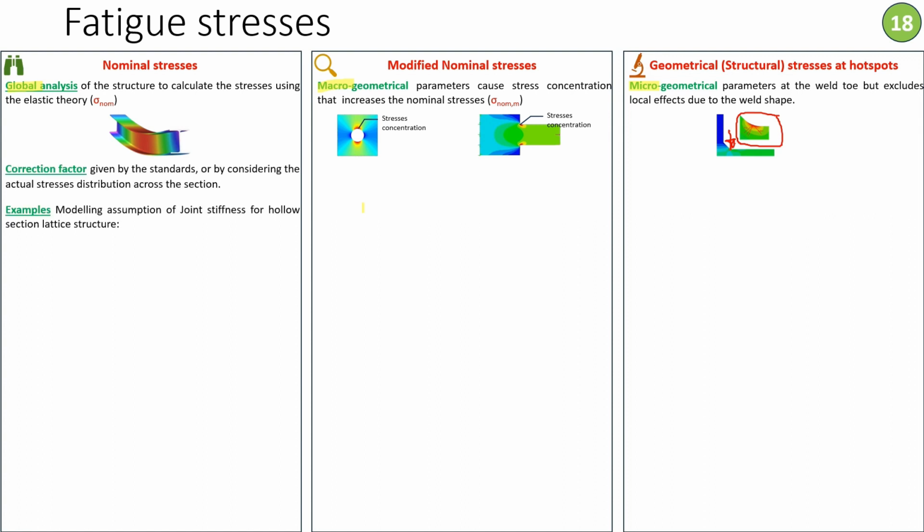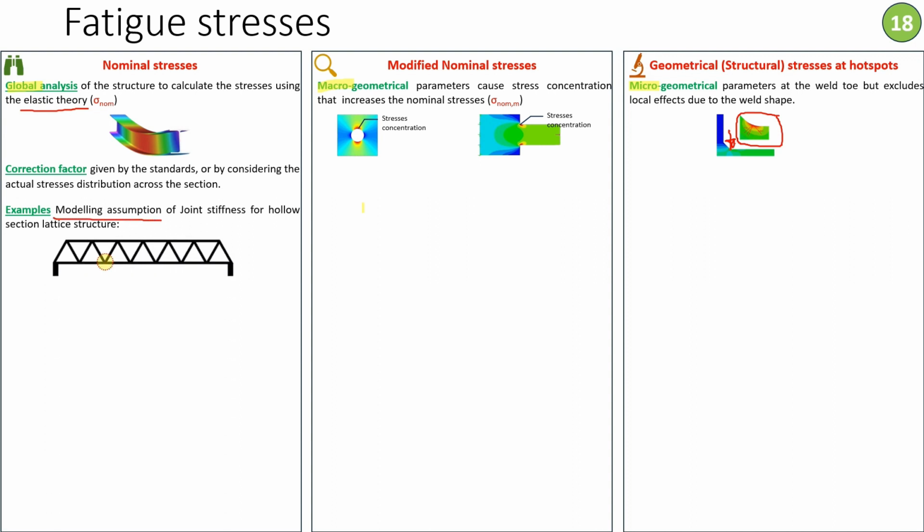Nominal stresses are the stresses that you get straight away from your model without any playing around, and they are calculated based on the elastic theory. In some situations, you would need to do some tweaking to the nominal stresses due to modeling assumptions or compatibility phenomena that cause increases in the sectional stresses. I will talk first about the tweaking required to account for modeling assumptions.